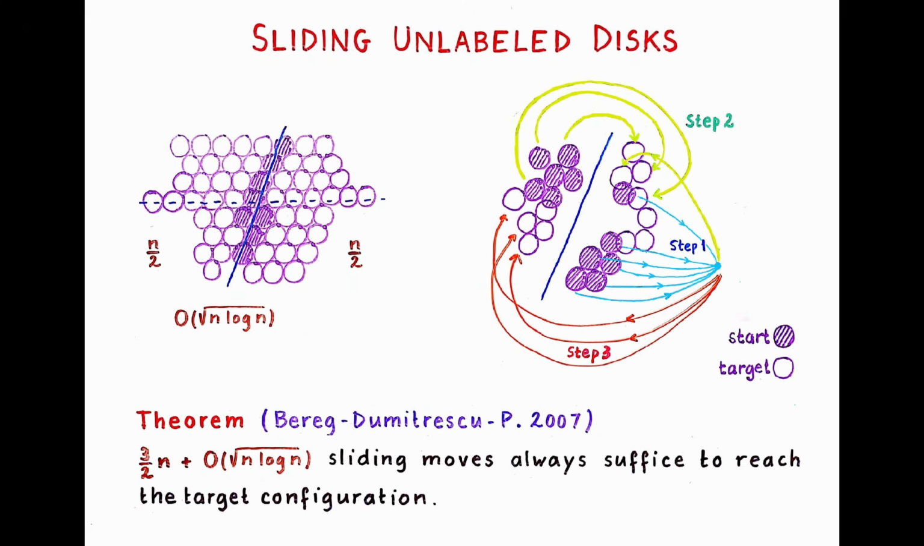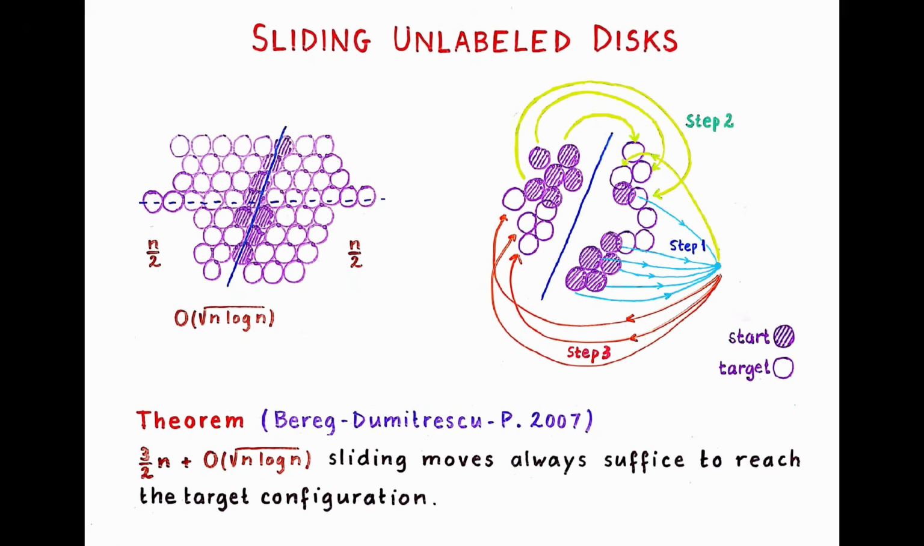But what's the best constant that you can achieve here? Well, there is a trivial bound, right? Because if none of the target positions coincides with a starting position, then clearly you have to move each of the coins. So you need at least n moves. And actually, it turns out that you need a little bit more than that, by a constant factor more.